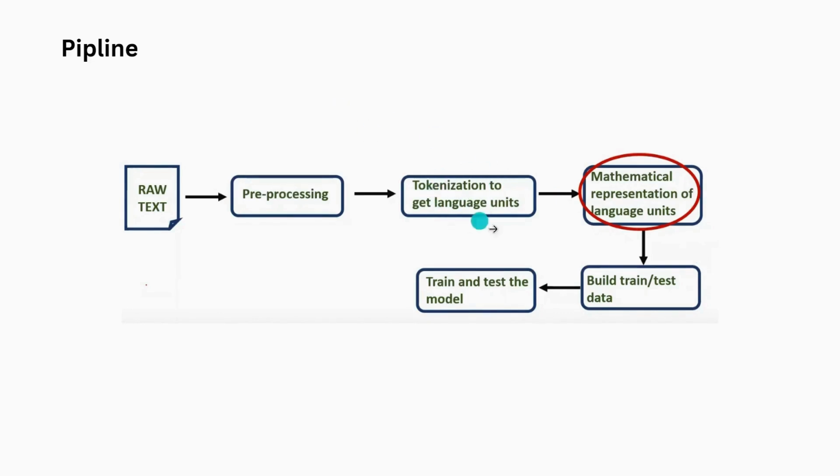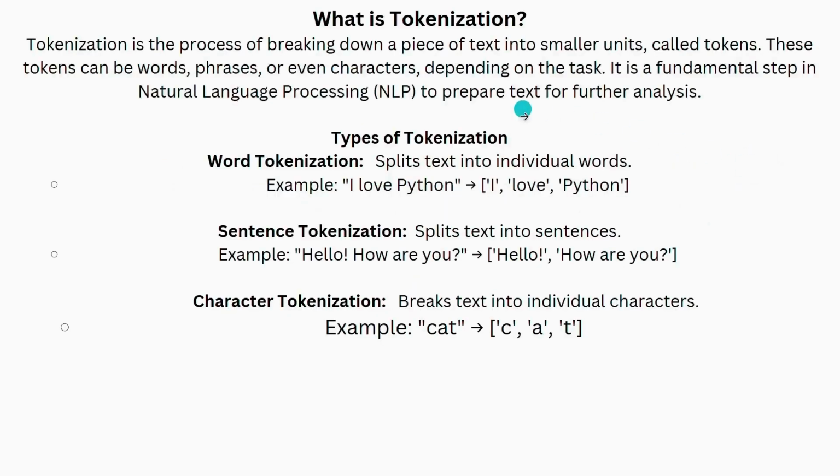Now we see what is tokenization. Here, tokenization is breaking down text into small units called tokens. There are three types of tokenization: word tokenization, sentence tokenization, and character tokenization.